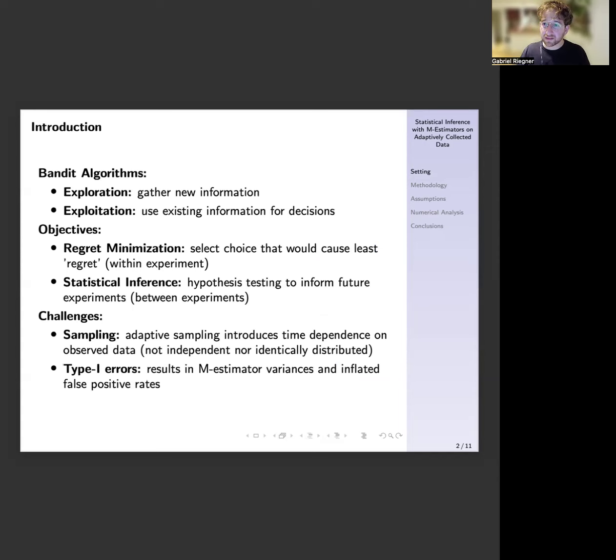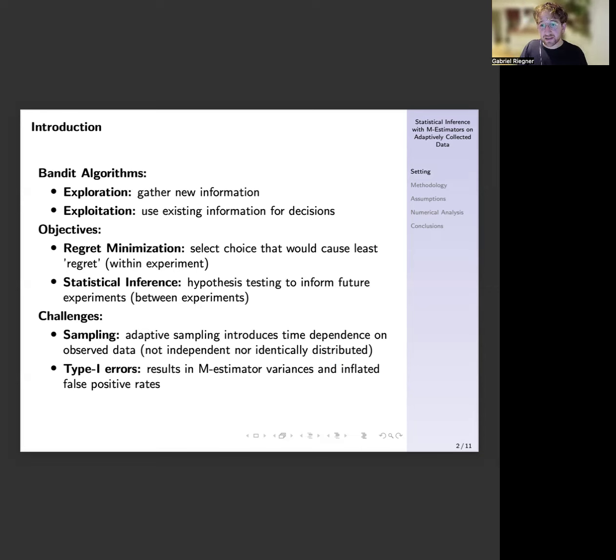Bandit algorithms are a class of sequential decision-making algorithms that balance exploration and exploitation. Exploration involves gathering new information, while exploitation uses existing information to make optimal decisions. A key characteristic of bandit algorithms is that the data they collect is adaptively sampled. This means that past observations influence future actions, leading to dependence in the data.